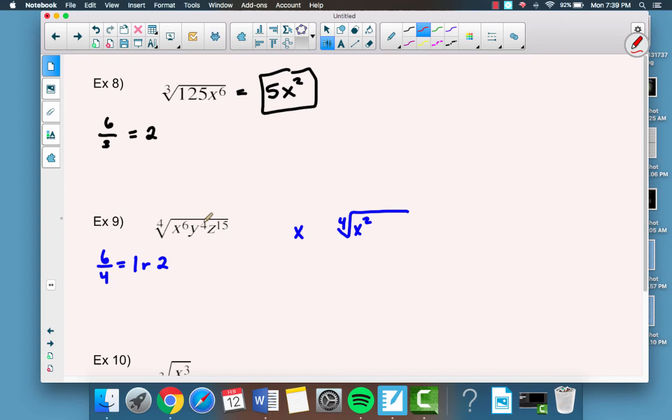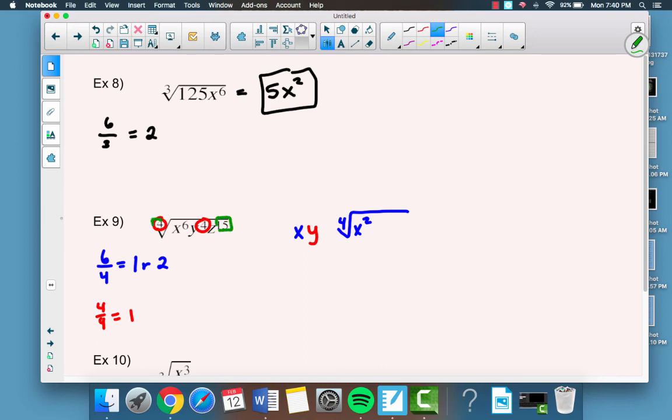Okay, and then I'm going to do the same thing for each letter. So I'm going to take my 4 and divide it by 4. So 4 divided by 4 is 1. Notice there's no remainder, so on the outside I'm just going to have a y to the 1st, and no y's underneath because there was no remainder. Okay, and then I'm going to do the same thing for the z's.